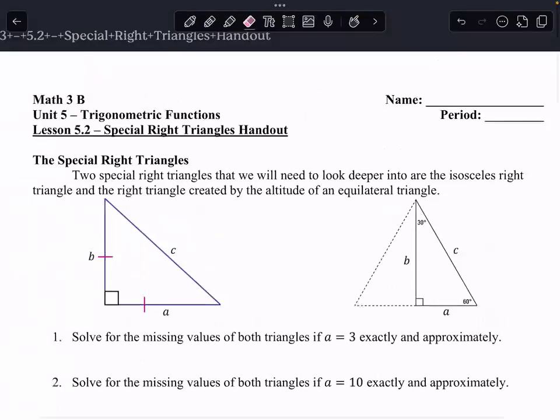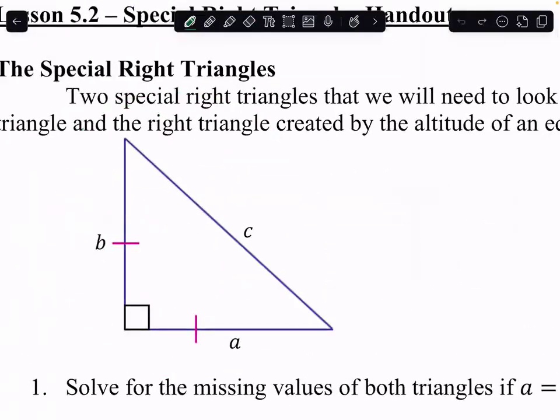The first one is the isosceles right triangle. Isosceles means two congruent sides. You can tell by these little markings that these two sides are the same length, and this one does not have a tick mark, so you know it's different from the first two. Let's focus on that one right now. This is an isosceles right triangle. It's isosceles because there are two congruent sides, and it's right because there's a right angle.